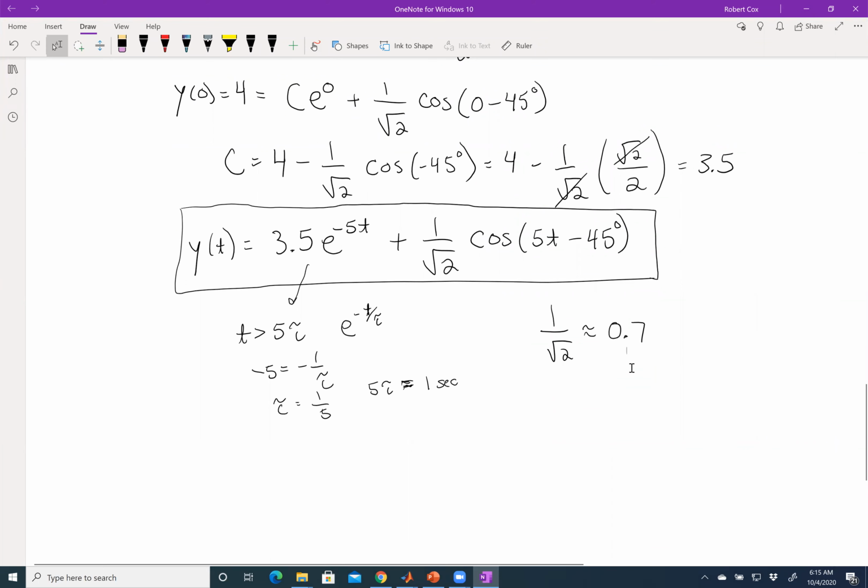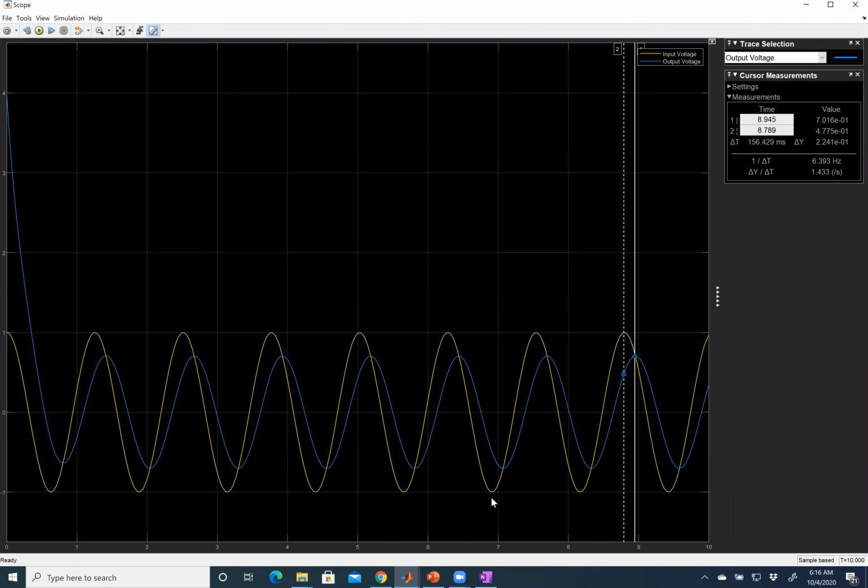Pretty close. Now, our solution also says the angle should be negative 45 degrees. How do we validate that? In the real world, when we measure this waveform, our axis is in time, not angle. So how do I verify the angle shift? It's the shift between the original waveform and what I got at my output. The distance from the peak of the input to the peak of the output should be 45 degrees.